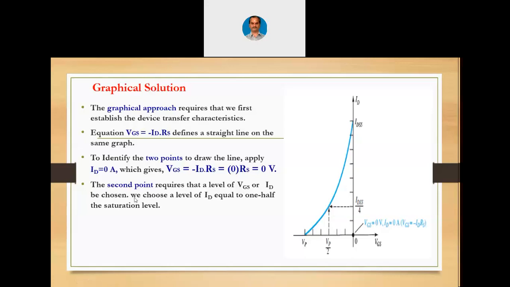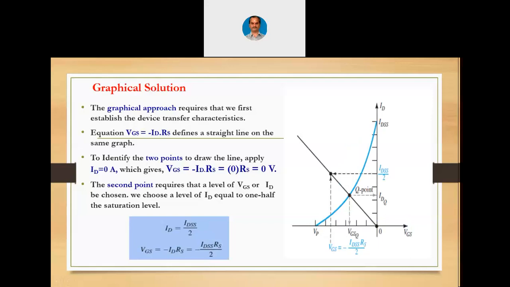Now here it is told we choose a level of ID equal to 1/2 the saturation level. So let us say we choose IDSS by 2. Now when we choose ID equals IDSS by 2, VGS is minus ID into RS equals minus IDSS into RS by 2. You know the value of RS, you know the value of IDSS, you get the value of VGS. Now mark this particular point in this graph and join that with the origin. You will get one straight line and that will cut the transfer curve.